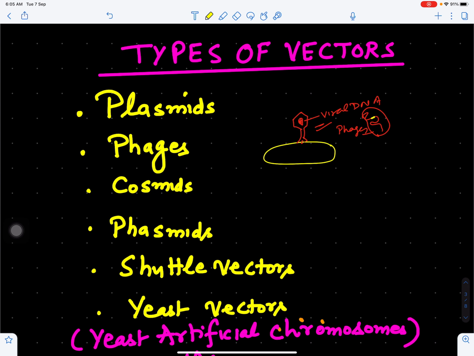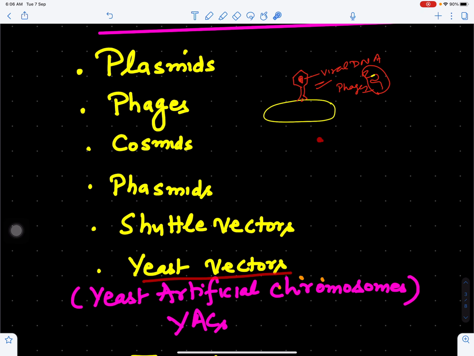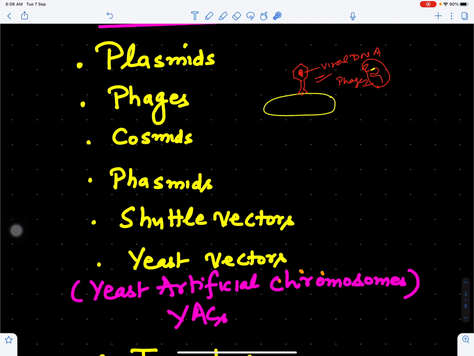The next is cosmids. Cosmids are basically a combination of plasmids and phages. Next is phasmids. Again, they are a combination of phages and plasmids. Then shuttle vectors, which can be used in two hosts. Then yeast vectors. Yeast is basically a unicellular fungus, and its DNA can be used for construction of yeast artificial chromosomes, called YACs, which can be used for genetic engineering programs.